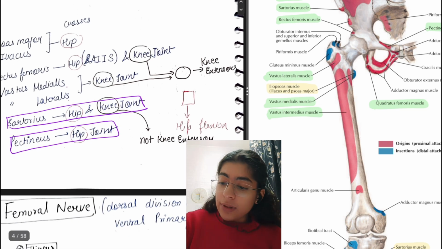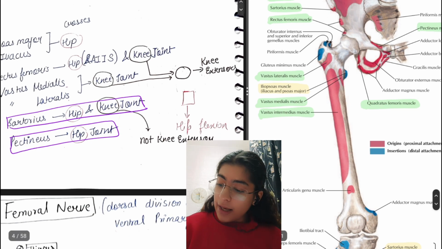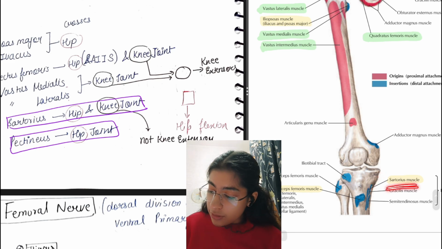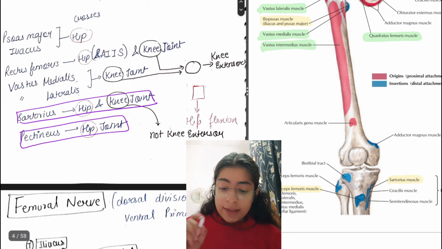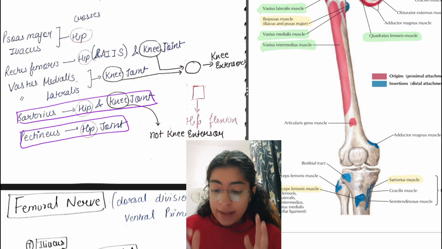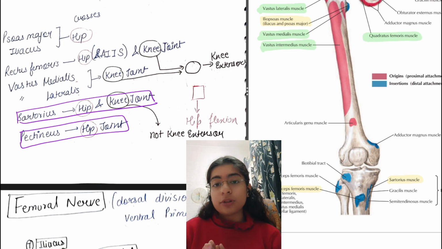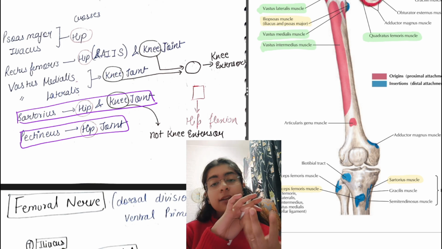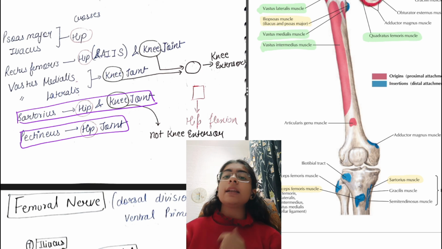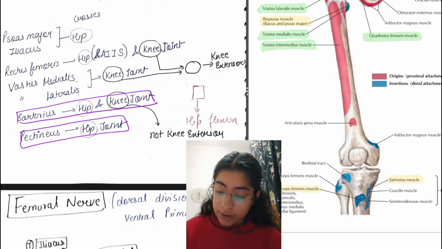Next, sartorius. Sartorius we know from the ASIS going to the tibia right here. Sartorius muscle insertion you can see. So they are crossing both the hip joint and the knee joint. So we have to write they are crossing both the joints, but it is not a knee extensor. We need to learn that because its movement and its location is such that it does not help in knee extension. It helps in some other movement there, but we will learn it afterwards.